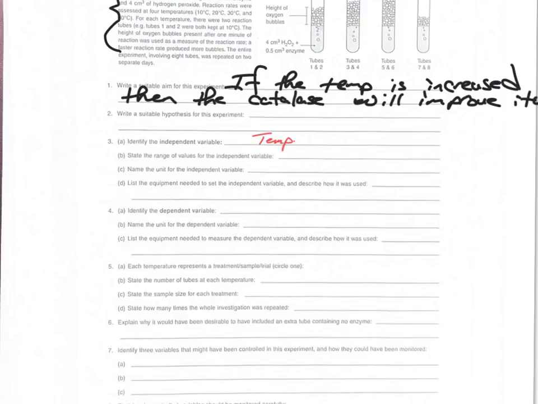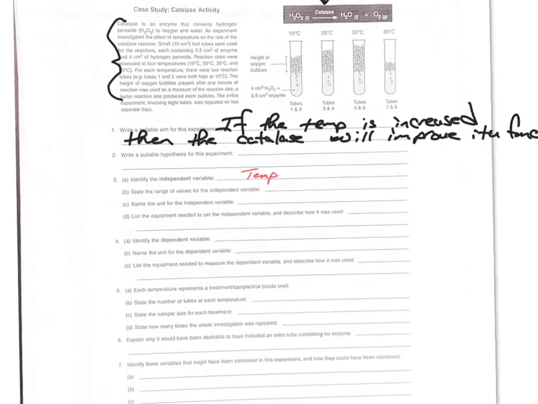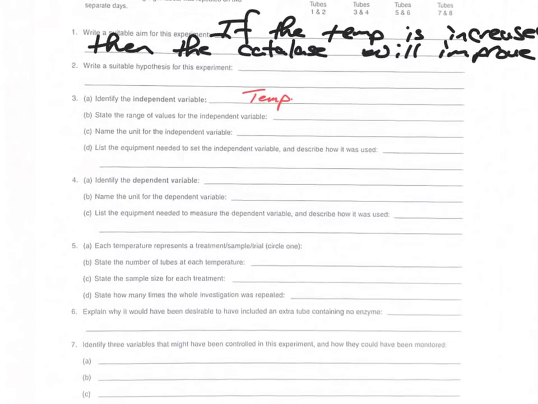State the range of values for the independent variable. Well, the range of values is 10 to 60, right? 10 degrees Celsius to 60 degrees Celsius. Name the unit for the independent variable: degrees Celsius. List the equipment needed to set the independent variable and describe how it was used.